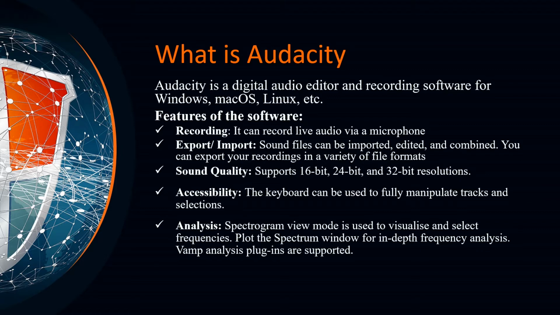Accessibility: the keyboard can be used to fully manipulate tracks and selections. A wide variety of keyboard shortcuts are available. Analysis: spectrogram view mode is used to visualize and select frequencies. Plot the spectrum window for in-depth frequency analysis. VAMP analysis plugins are supported.